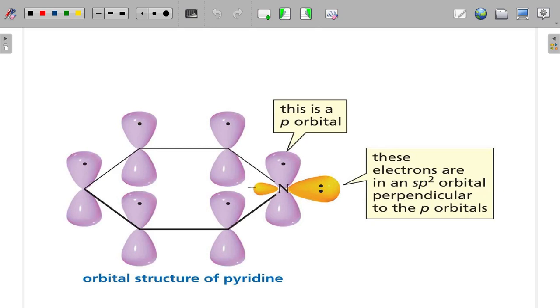Now, we will see that this ring structure creates a little bit of hindrance. So this is not nearly as basic as a typical amine is. It's still basic, but that ring actually somewhat protects it. The double bonds in there almost hide it. They create so much of an electron cloud that nitrogen's a little bit harder to react as a base.